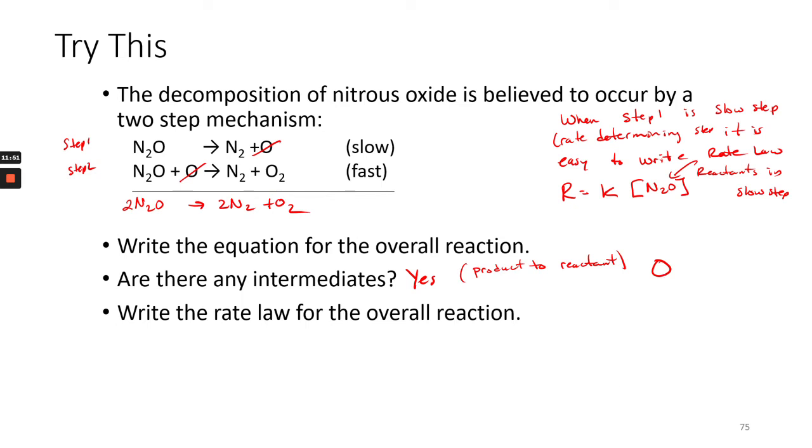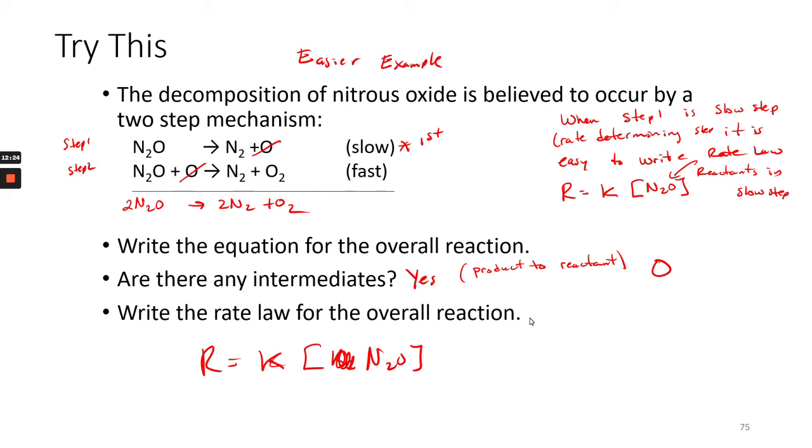What is the rate law for the overall reaction? When you have multiple step reactions and your slow step is the first step, the rate law is just k times the concentration of the reactants in the slow step. So this is your rate law. Okay? So this is the easier example.